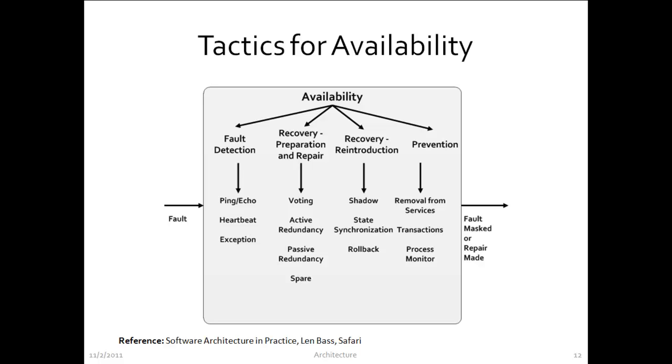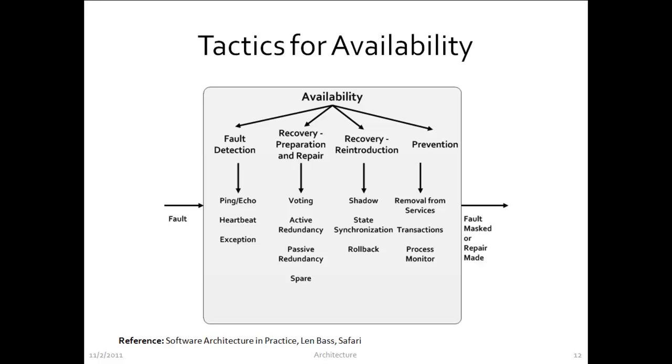The second category is for recovery, tactics for recovery. So with respect to availability, the usual tactic is some kind of redundancy. So having 2 database servers, or 2 web servers, or multiple web servers that you route requests to in some kind of manner. Or simply, if the system goes down, reboot it.